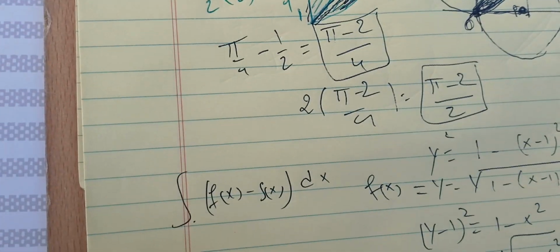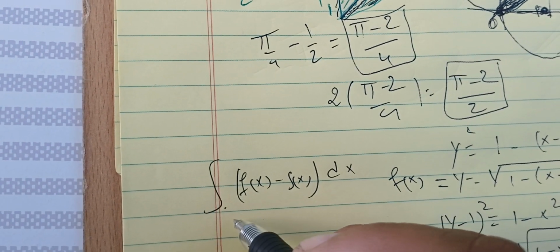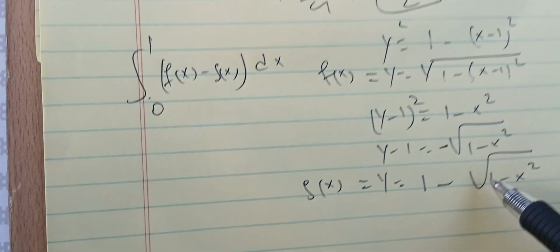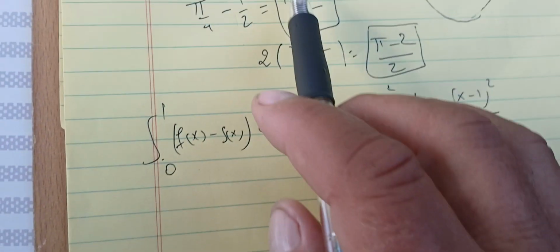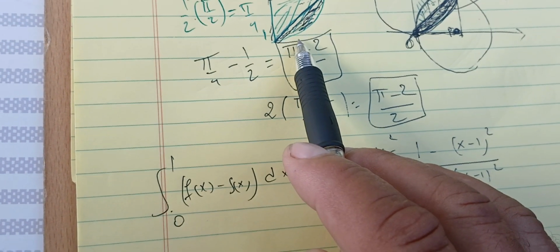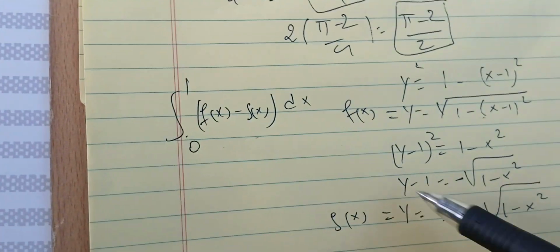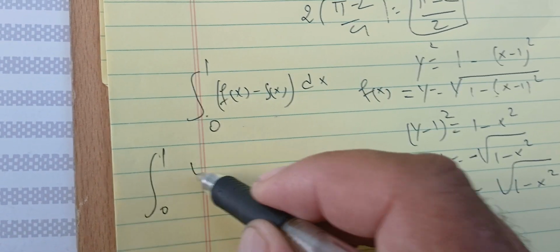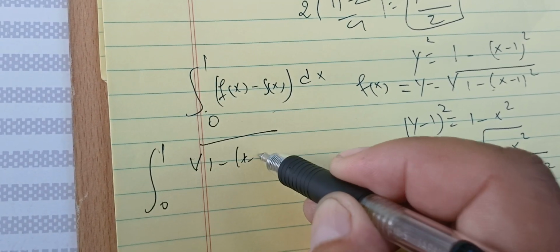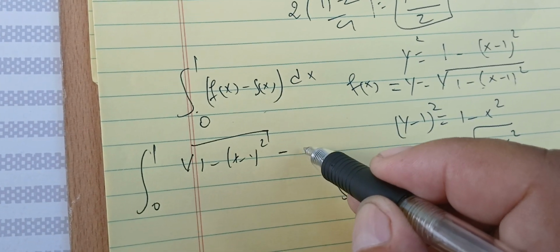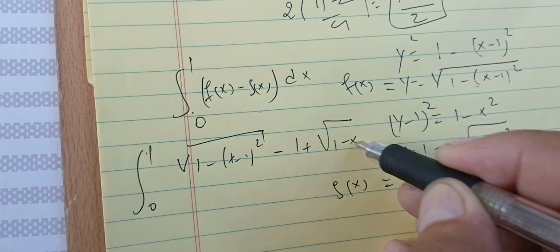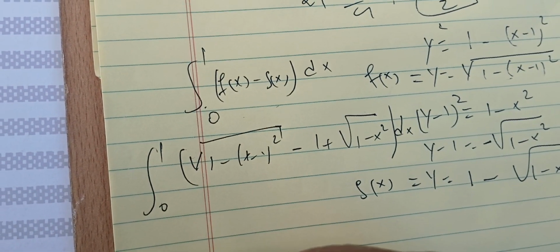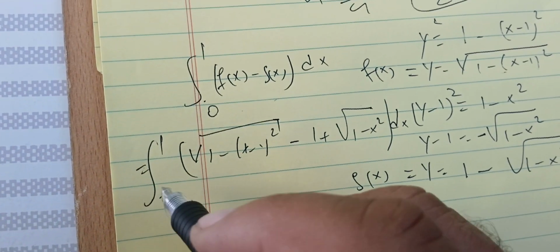So I'm going to integrate between 0 and 1 my top function minus this one. You see that the geometric solution is easier. The area is the integral from 0 to 1 of the square root of 1 minus (x minus 1) squared, minus 1, plus the square root of 1 minus x squared, dx. This will give us the enclosed area between the two circles.